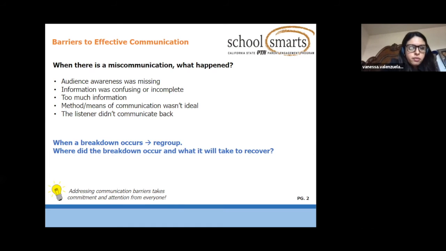So when a breakdown occurs, try to regroup the conversation: where did the breakdown occur and what will it take to recover? So we have to be active in this whole process in order to receive good results. Addressing communication barriers takes commitment and attention from everyone. Who wants to argue and have bad communication? None of us do, but it's an active thing. We slip up as people, but as long as we are trying and putting in the effort, it is all possible.